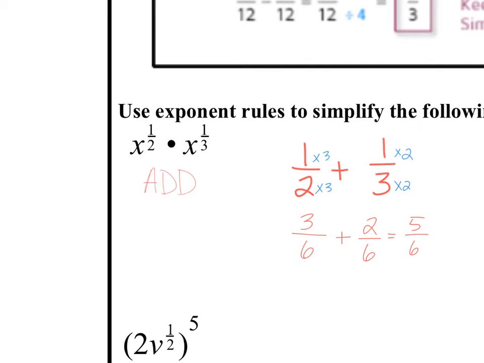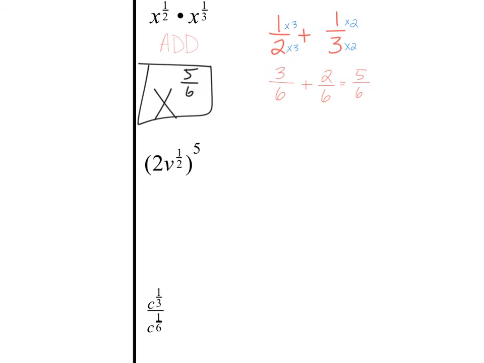X to the 1/2 times x to the 1/3. You added your exponents, so your final answer is x to the 5/6. You added your exponents together. Cool. Same rules we've been using, just don't be afraid of the fractions.